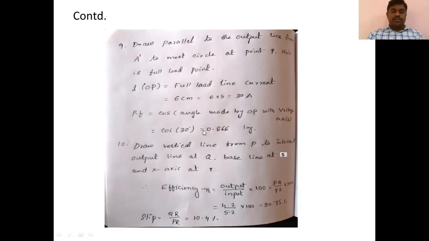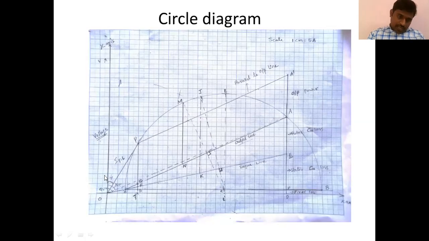And similarly, the power factor angle also you can calculate. This angle is your power factor angle. Or else you can also find this value from the triangle OPT. From the triangle OPT, the cos phi is PT by OP, then also you get the power factor.